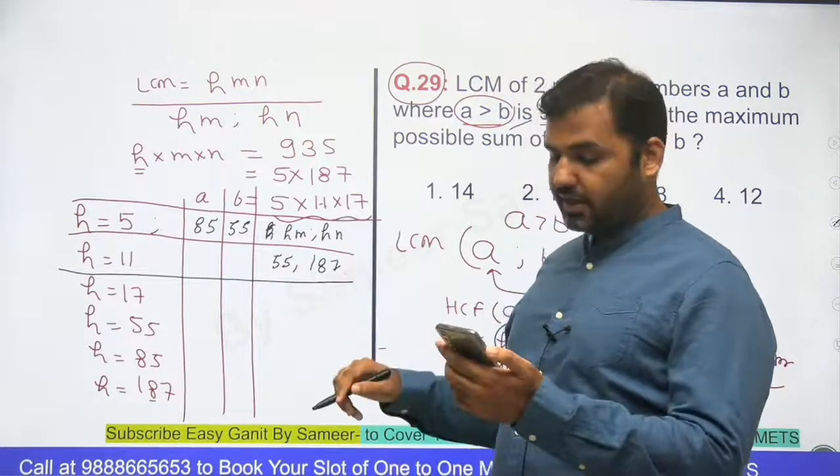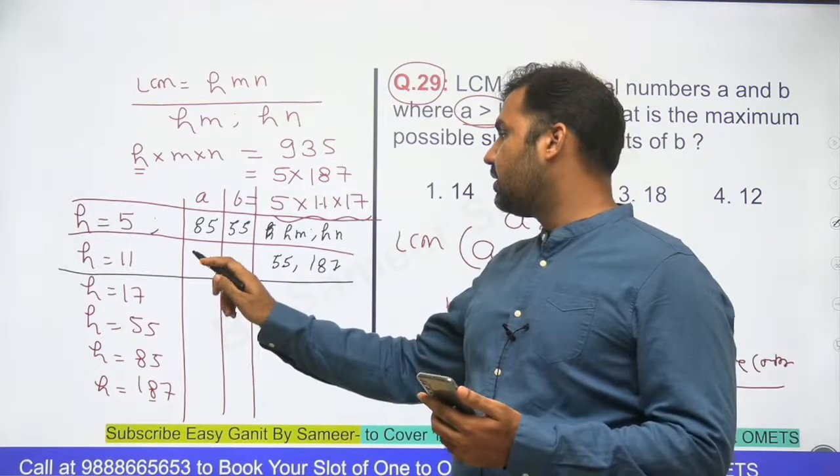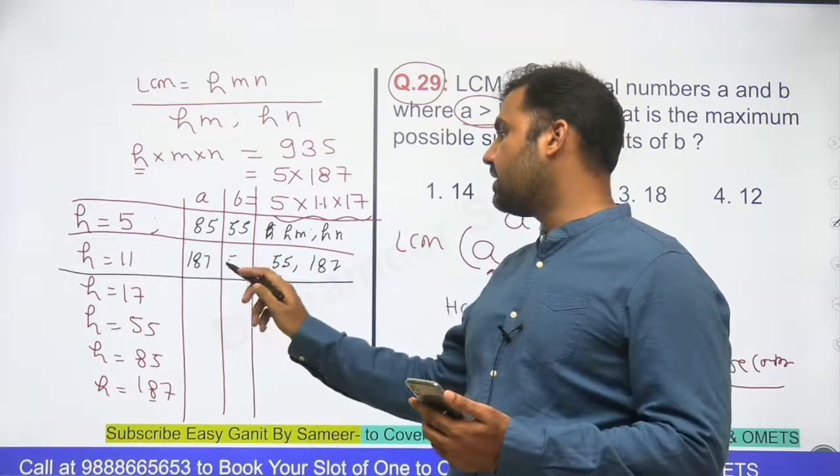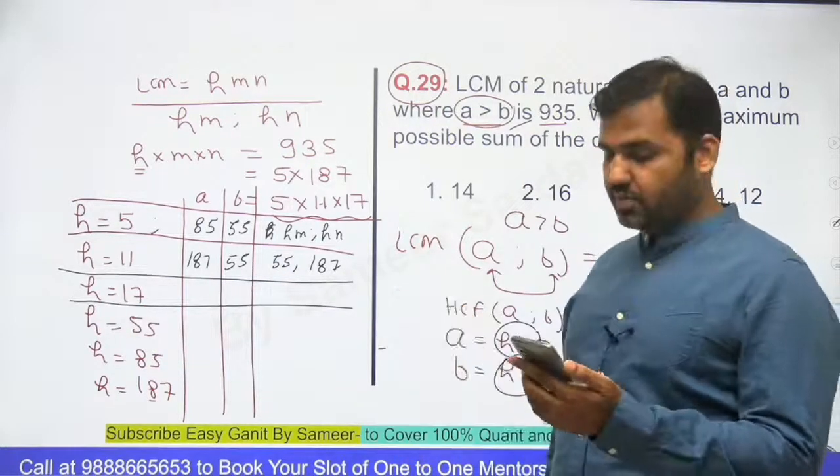17 है a, right? Right बच्चों. And because a is greater than b, तो ये 187 बनेगा, ये 55 बनेगा. Am I right or wrong? This has to be 187 and this has to be 55.